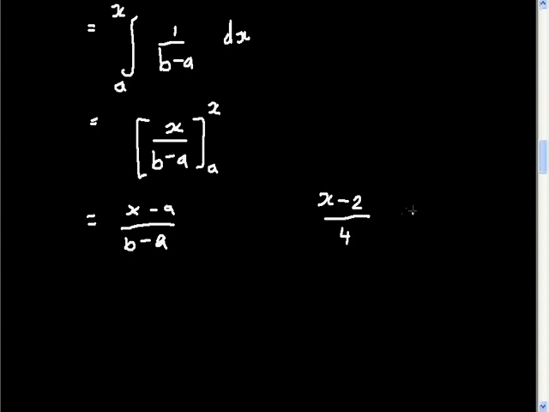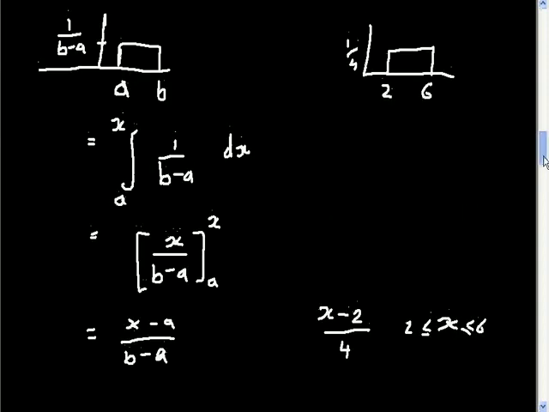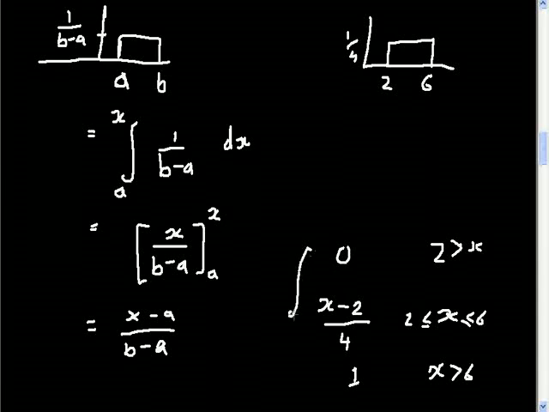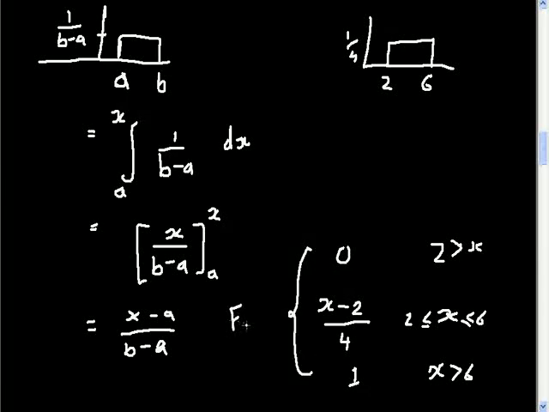So the CDF, sorry, for this function is this. I've got to put in the parameters where this applies. So x has to be greater than or equal to 2 and smaller than or equal to 6. For any values smaller than 2, the probability is 0. For any values where x is greater than 6, it'll be 1.